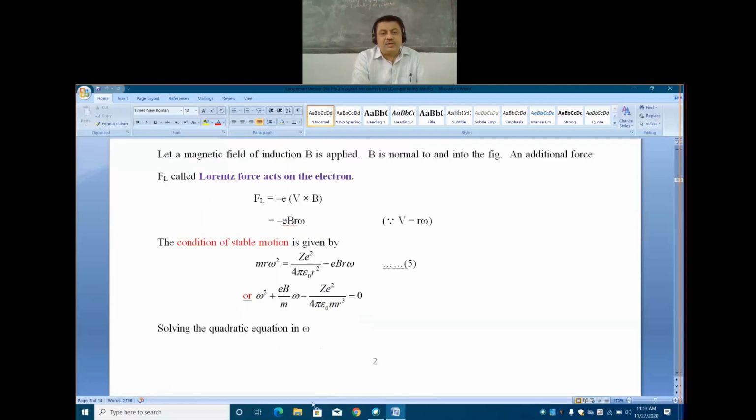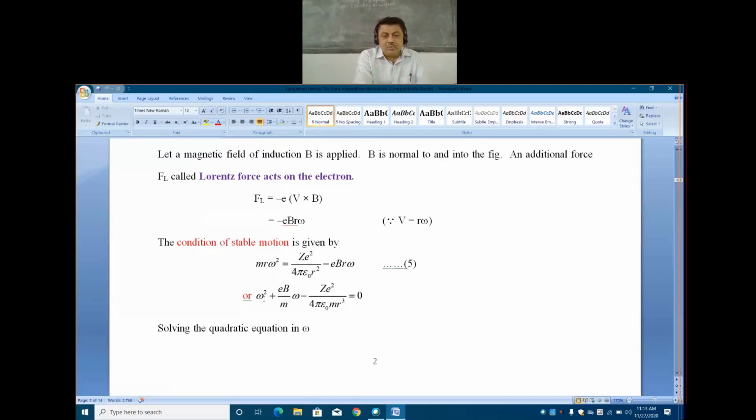For the stable condition, the centrifugal force m r omega square must be equal to the electrostatic Coulomb force Ze square by 4 pi epsilon naught r square plus this Lorentz force together. So we get the stable condition for the atom: m r omega square is equal to Ze square by 4 pi epsilon naught r square minus eBr omega.